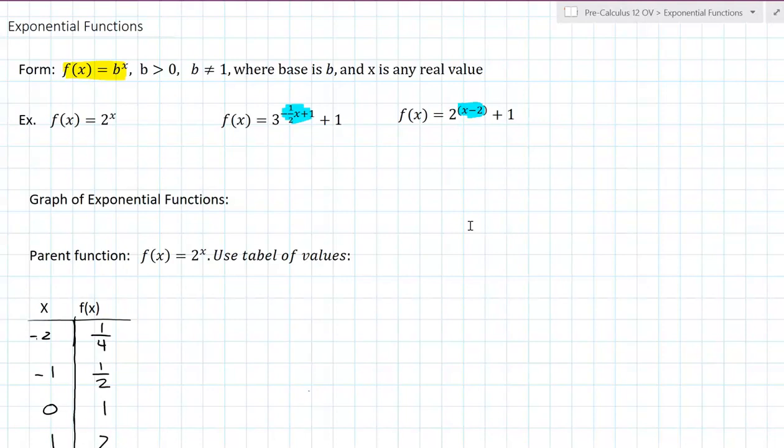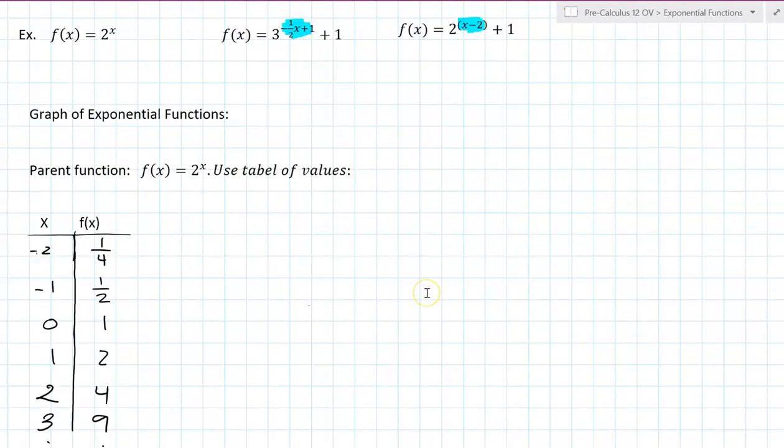Okay, now let's look at the graph. First, the parent function of the exponential function is 2 to the x. That's a very basic parent function. And once we know that general shape, then every other exponential function will follow the same type of set.